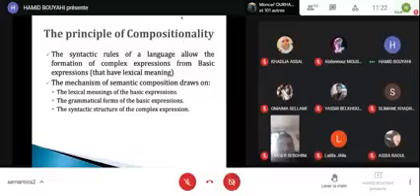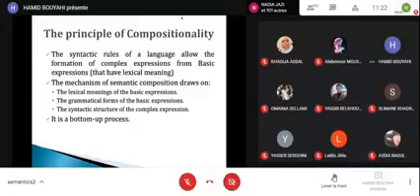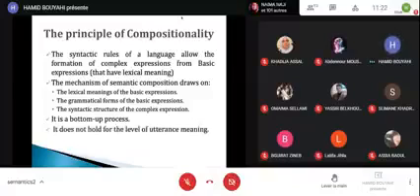So the syntactic structure is a bottom-up process. We start from the most basic element and we go up towards phrases. It does not hold for the level of utterance meaning, so this will not be important when we are trying to explain the sentence in its context. We try to get what each element refers to in reality.